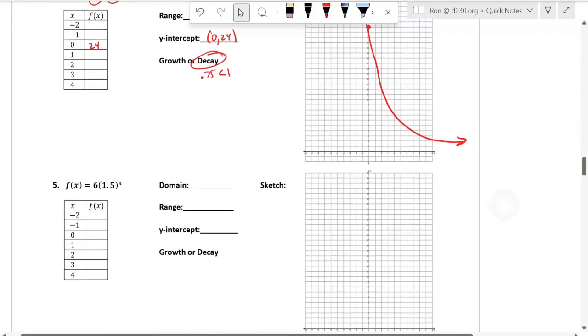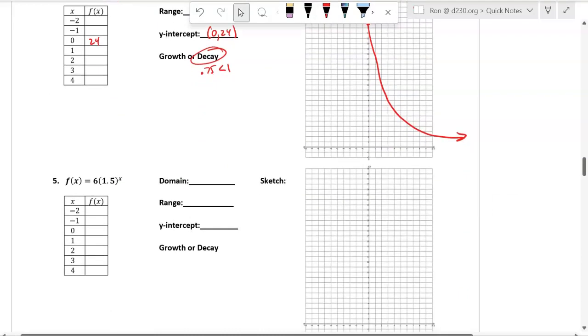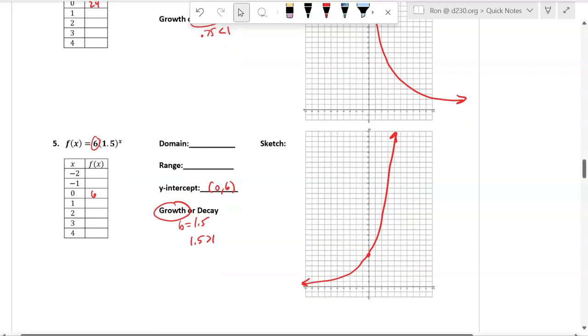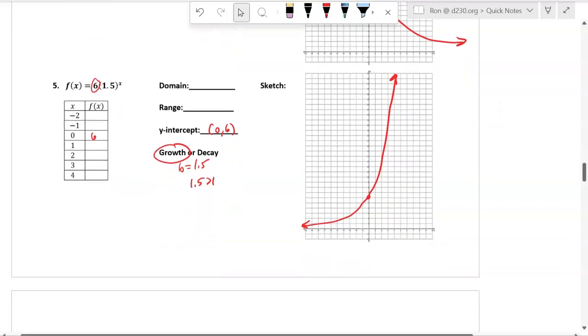Okay, the next one, you know right away your y-intercept is going to be 0, 6. Now, your b value is 1.5. That is bigger than 1, so you know it's growth. So if I started at 0, 6, if I were to sketch this graph, I know it's growth. So it's going to start small on the left and grow really high. Okay? It's very important to understand if it's growth or decay.